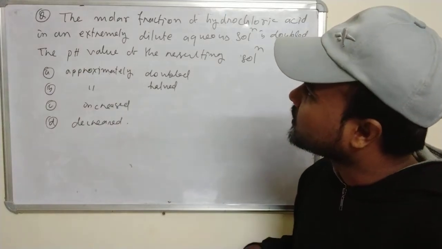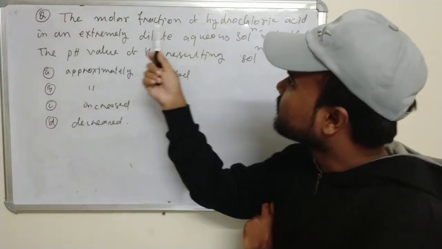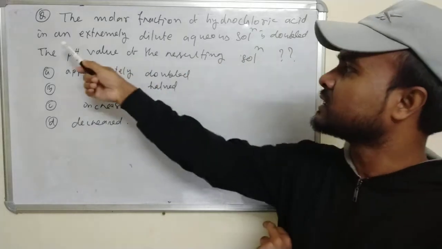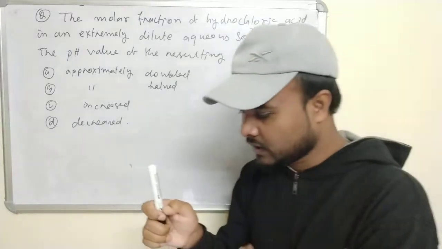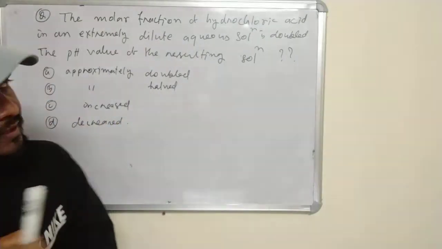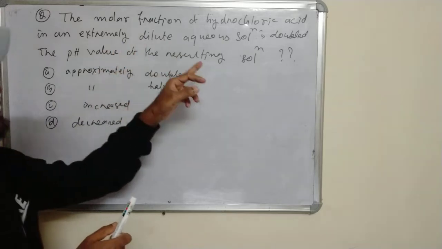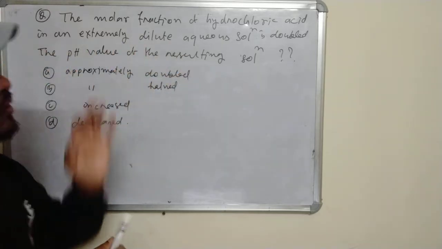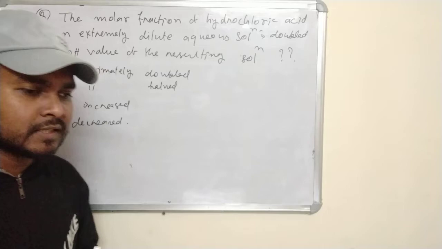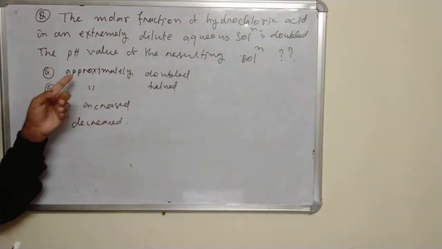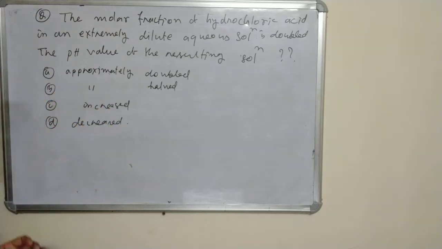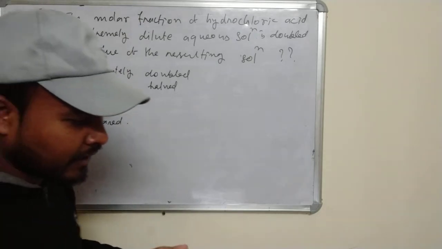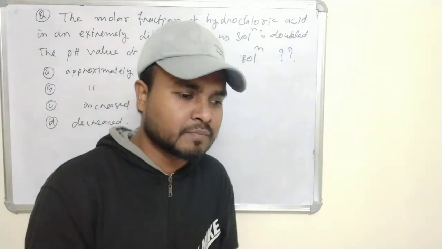This is one question. See, the molar fraction of hydrochloric acid in an extremely dilute aqueous solution is doubled. The hydrochloric acid में the molar fraction it is doubled कर दिया. The pH value of the resultant solution, what will it be? The options are approximately doubled, approximately half, और increase or decrease क्या होगा. Now basically यहाँ पे the question क्या है कि pH के बारे में कह रहा है, then what is the pH actually.